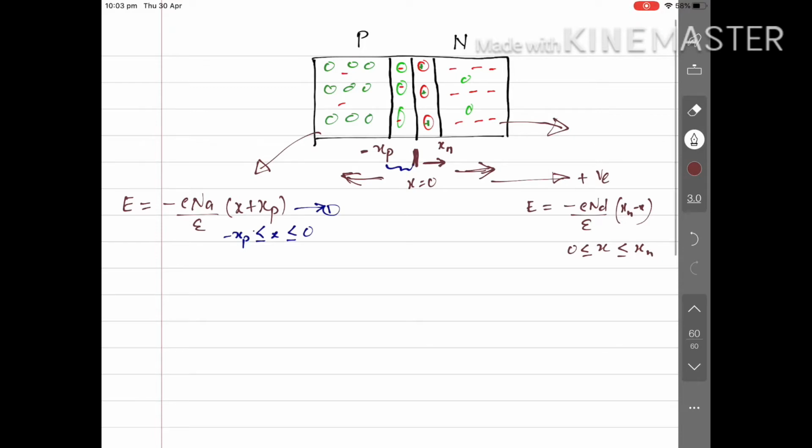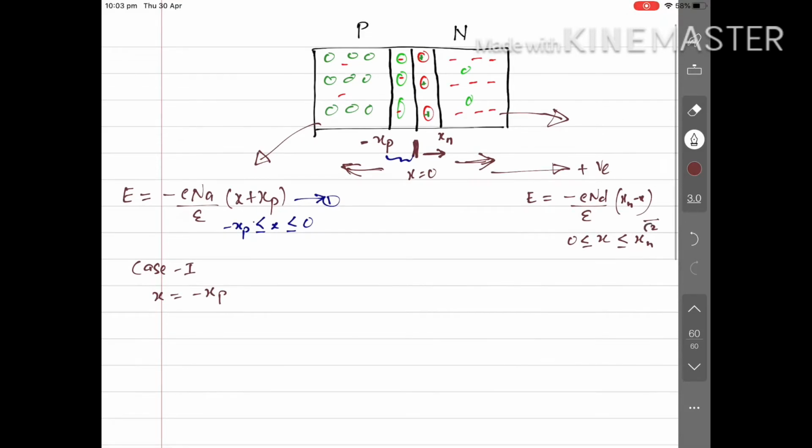Now let me take case 1, and let me consider the value of x equal to minus xp. I am going to put this value of x in equation number 1. Let me consider this as equation number 2. So I'm putting x equal to minus xp in equation 1 and trying to find the value of E. When I put x equal to minus xp, the value of E would be 0.